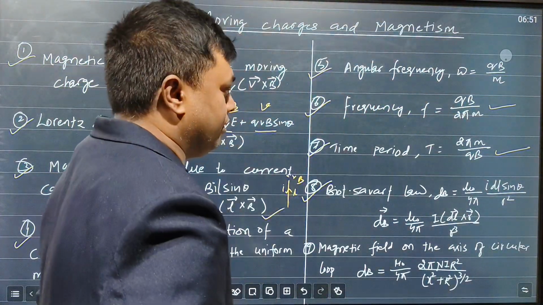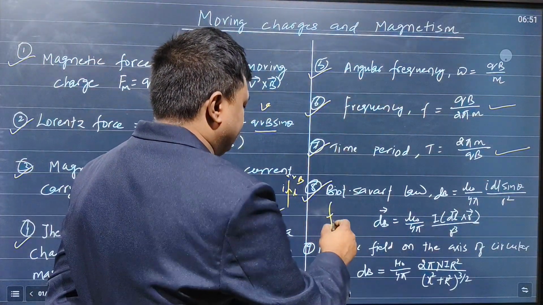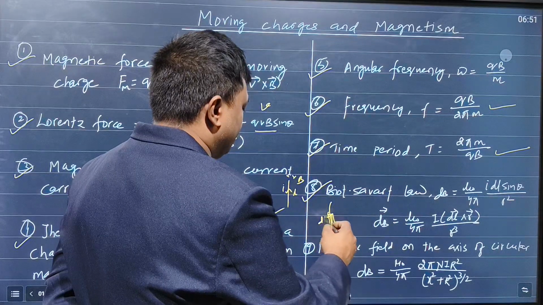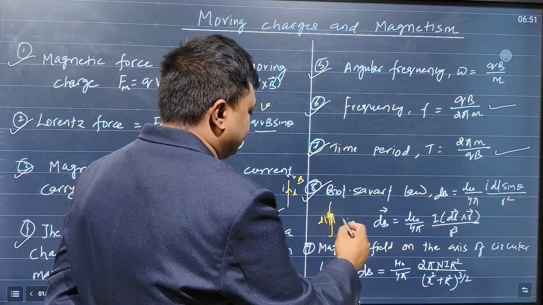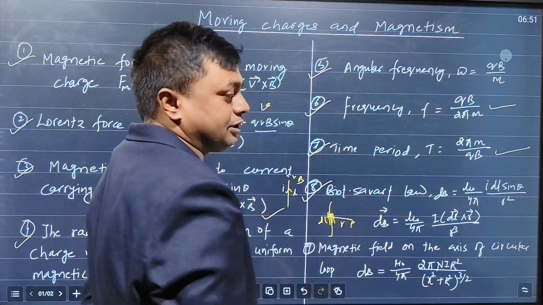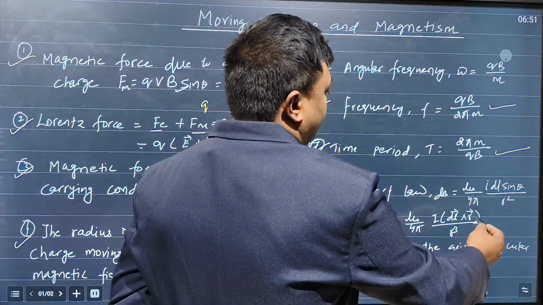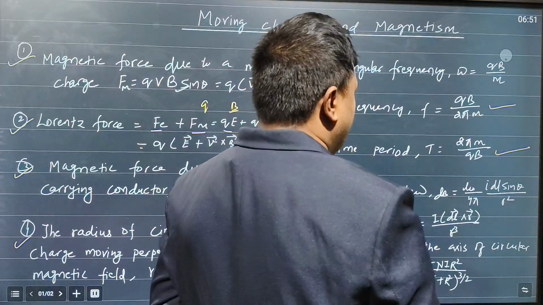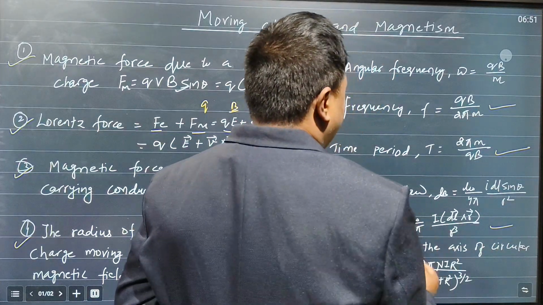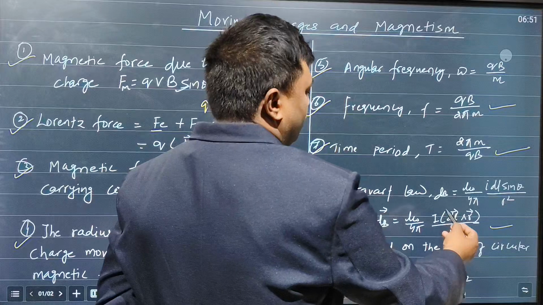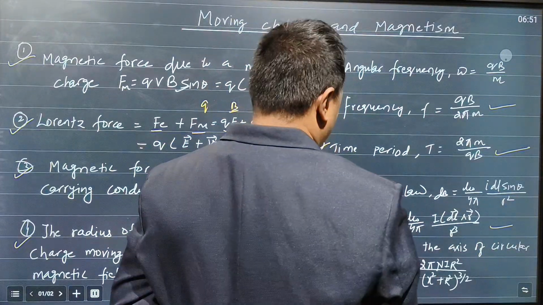Okay, Biot-Savart law. Whenever a current carrying conductor is there, of elementary section dl, at a point P at distance r, a magnetic field is produced. Magnetic field dB is equal to mu naught by 4 pi I dl sin theta by r square. In vector form, we write dB vector is equal to mu naught by 4 pi I whole into dl cross r by r cube.